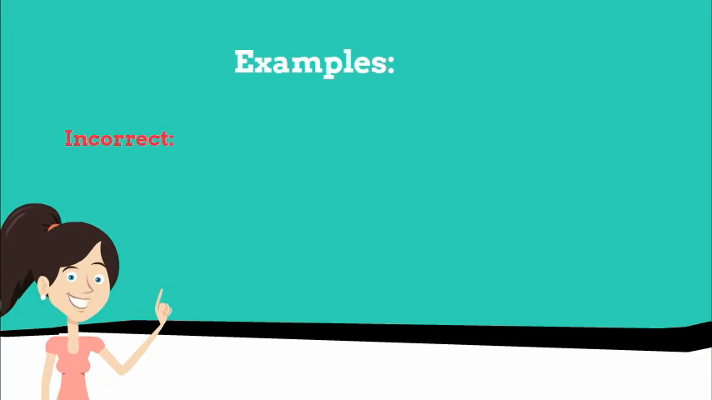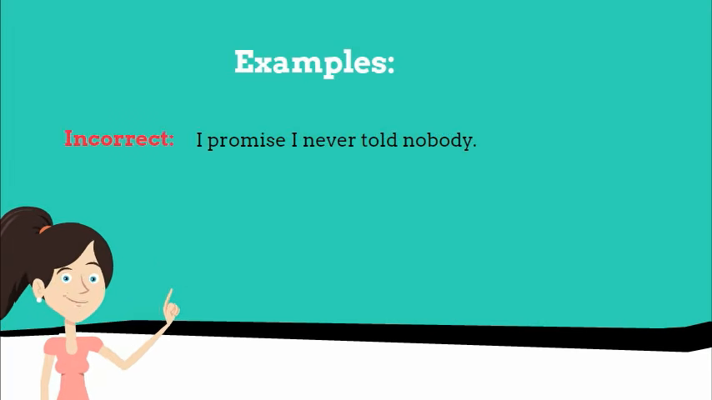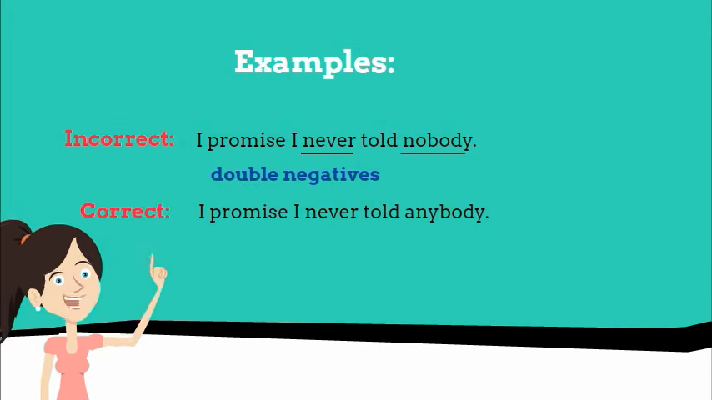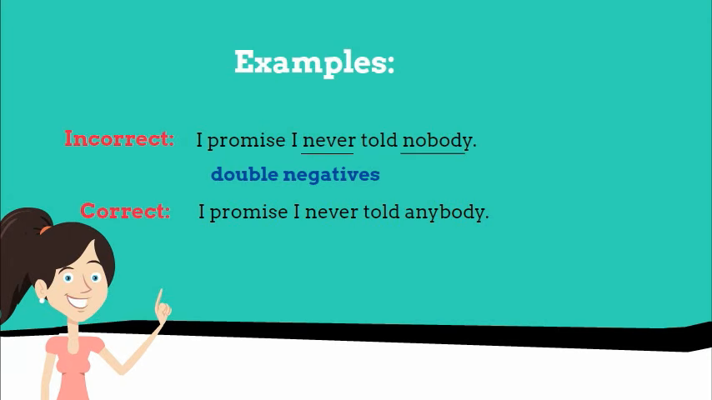Here's another example. I promise I never told nobody. The double negatives are never and nobody. To correct the sentence, I would say, I promise I never told anybody.